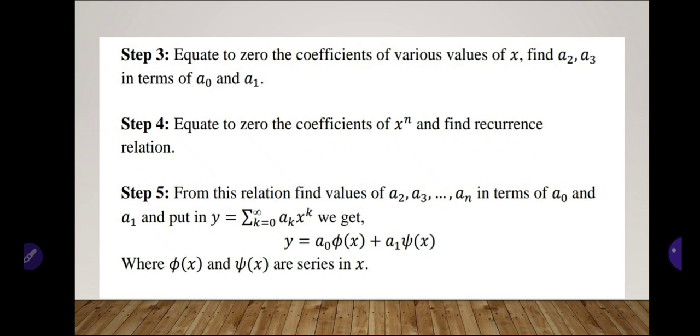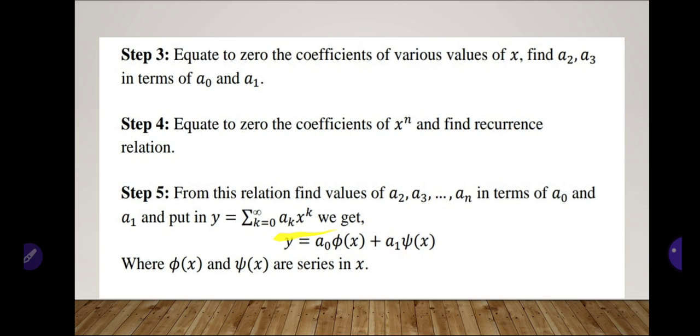That means y is equal to the summation of ak x raised to k. So we will get all the terms having coefficients in terms of a0 and a1. Now collect the terms of a0 and collect the terms of a1. So we will get y equals a0 into some function of x, call it phi of x, plus a1 into some function of x, that is called psi of x. So this is our general solution.